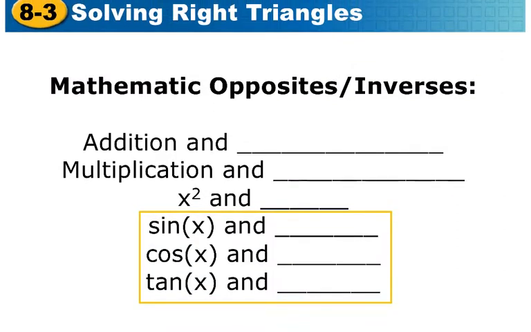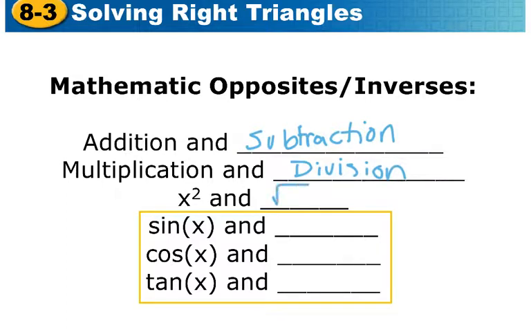Hopefully we know that the opposite of addition is subtraction. And after multiplication, the opposite is division. Then you may remember when you learned about square and then square root, right? Those are opposites. The idea is if I take x squared and square root it, I go back to the original formula.